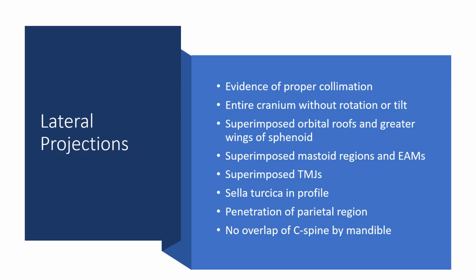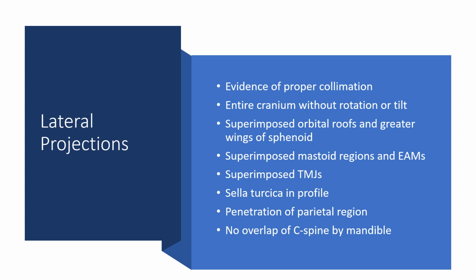Lateral projections, evidence of proper collimation, entire cranium presented without rotation or tilt. And I just showed you those radiographic signs, or told you those radiographic signs. They are superimposed orbital roofs and greater wings of the sphenoid. That is tilt, if you will. Superimposed mastoid regions in EAMs and TMJs. That's rotation. Okay, especially the TMJs and the mandibular rami. You should see the sella turcica in profile, superior to the sphenoid sinus.